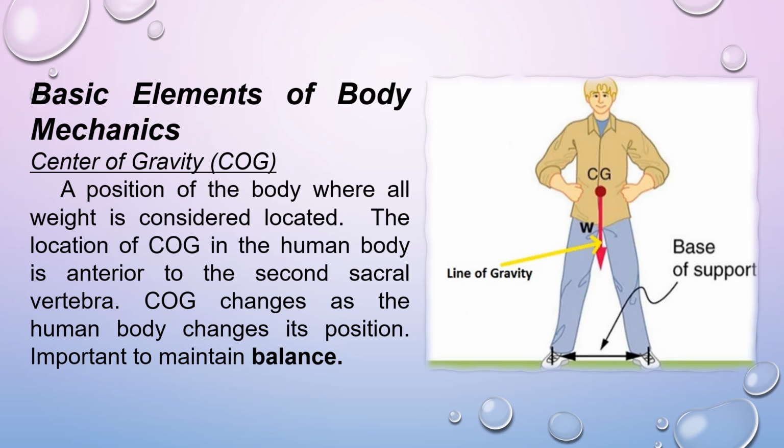The location of the COG in the human body is anterior to the second sacral vertebrae. What do you mean by anterior? In front of you. So it is anterior to the second sacral vertebrae, in between your legs, just near your reproductive organs. So there is your second sacral vertebrae.